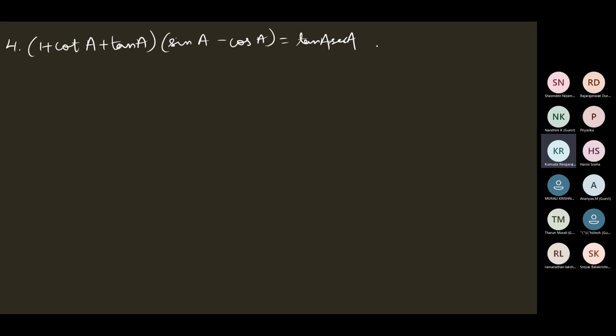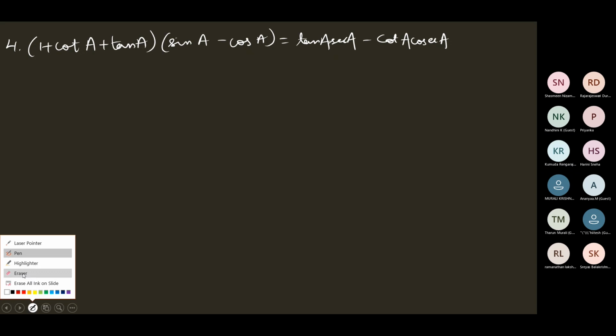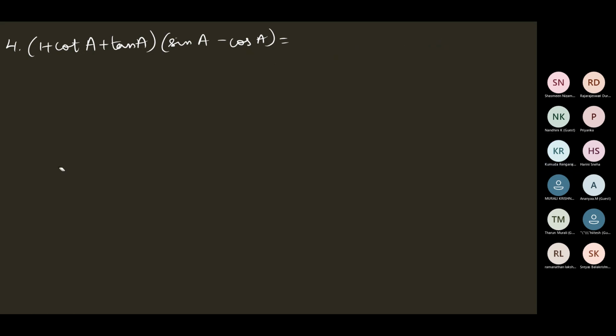Tan A secant A minus cot A cosecant A minus cot A cosecant A. 1 plus cot A plus tan A into sin A minus cos A is equal to... Oh my God, I'm messing up. I'm sorry, the RHS is not correct. 1 plus cot A plus tan A into sin A minus cos A is equal to secant A by cosecant square A minus cosecant A by secant square A. All right, now I'm right.